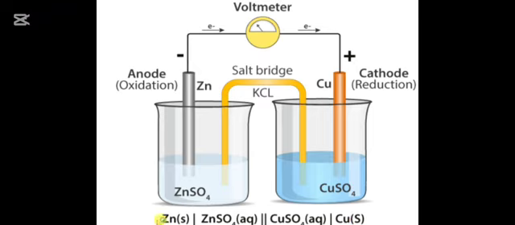So this is our cell notation, a simpler way of representing this diagram. Oxidation takes place at the anode. So whatever is happening on this left hand side is the half reaction taking place at the anode, and on the right hand side is the half reaction taking place at the cathode. Yes, I'm going to do one more example. Remember, there will be some examples where we have to use an inert electrode.